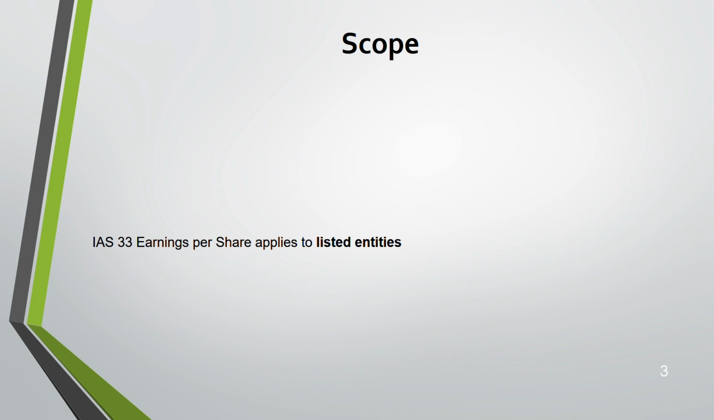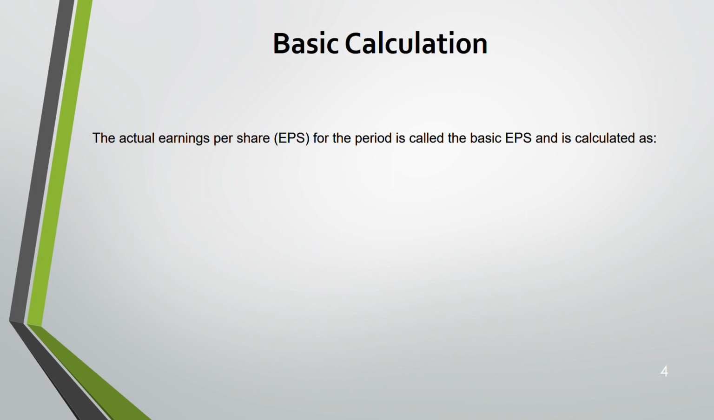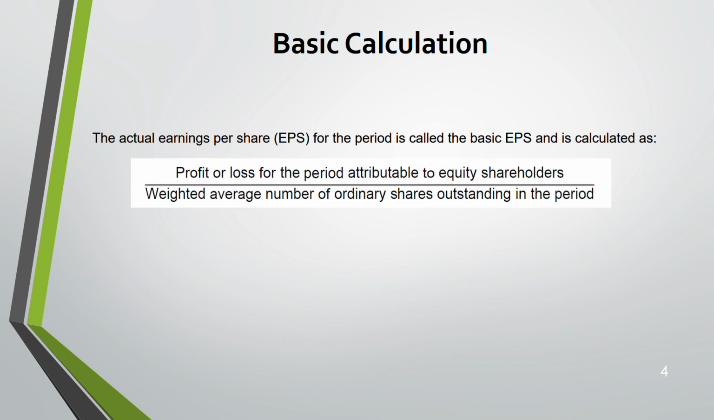Now, basic calculation. This is the formula that you need to remember: profit divided by weighted average number of ordinary shares. That is basic EPS. One is basic EPS, one is diluted EPS. Diluted EPS will always be less than basic EPS. Remember this. We'll go through diluted later on.